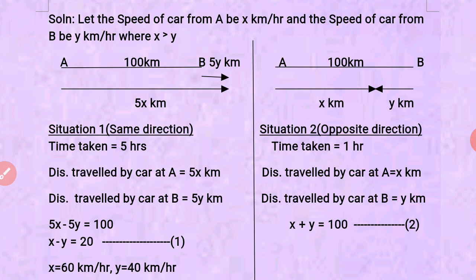Now children, the total distance travelled by both A and B, you can see in the figure also, that is 100. So x plus y will be equal to 100. This is how you get the second equation. Now with the two equations, you can proceed with any of the methods and you get x as 60 kilometers per hour and y to be 40 kilometers per hour. Those are the speeds of the cars.